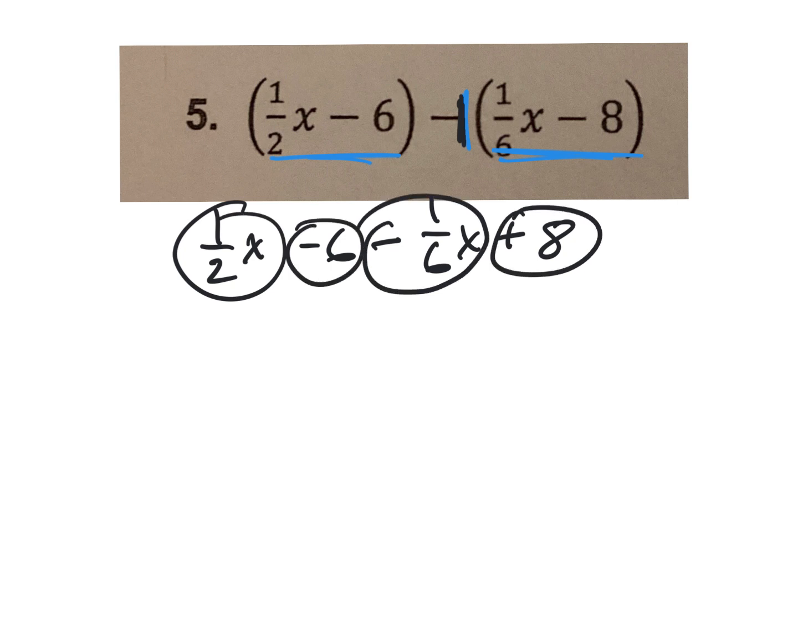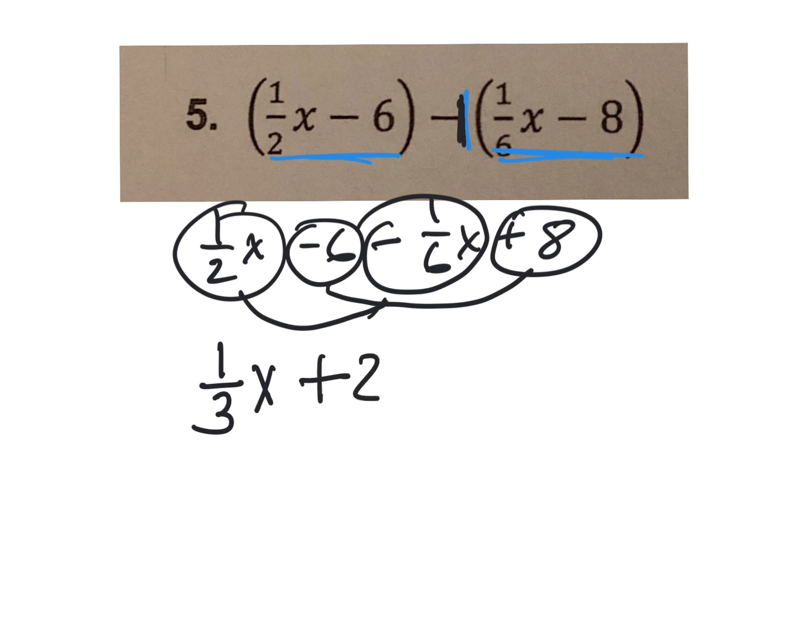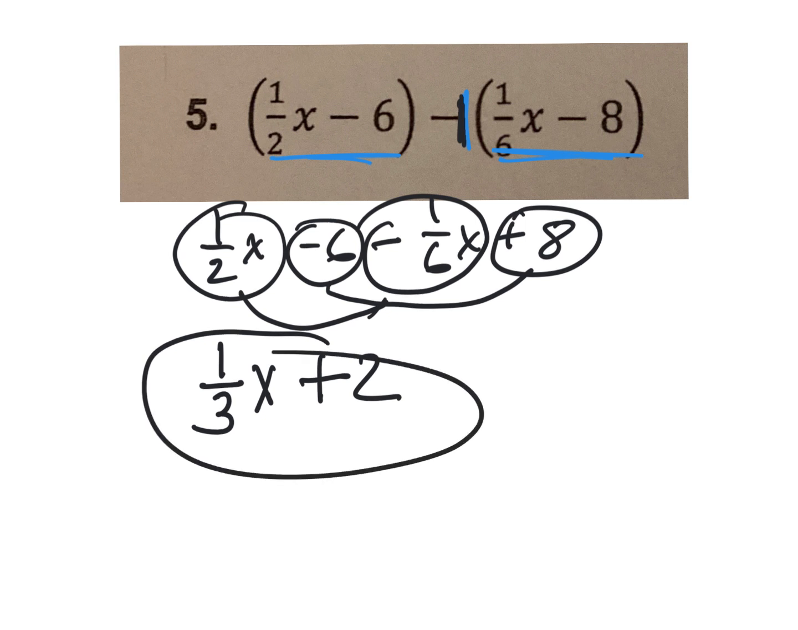And I have 4 terms. Let's put these two together. So 1/2 is the same as 3/6. And if I take 3/6 and I take away 1/6, it leaves me with 2/6 or 1/3 x. And it's positive because 1/2 is bigger. And then I put my -6 with my +8, and I get a +2. And that's simplified.